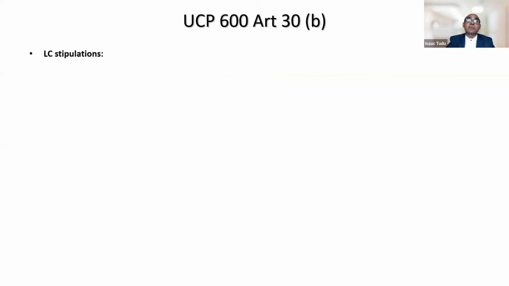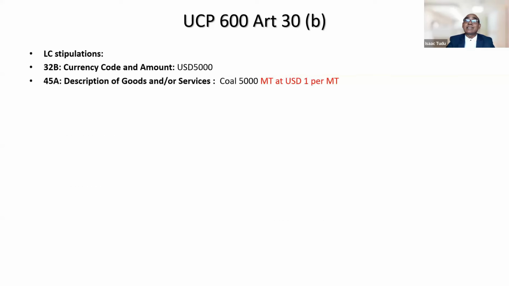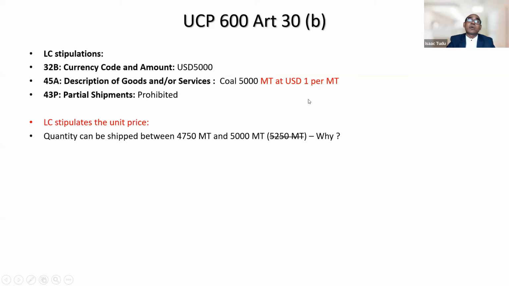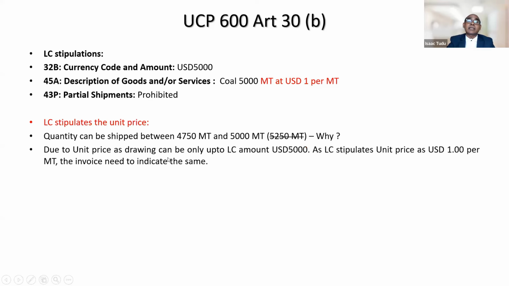Fine. One more example we can take here. When the LC itself states the metric ton quantity and the unit price is also given here, right? So at USD 1 per metric ton. So in this case, when the LC stipulates the unit price, quantity can be shipped between 4,750 and 5,000 metric tons, not 5,250 metric tons. Why? The question is why? Due to this unit price, right? Due to the unit price, as drawing can be only up to the LC amount of 5,000.